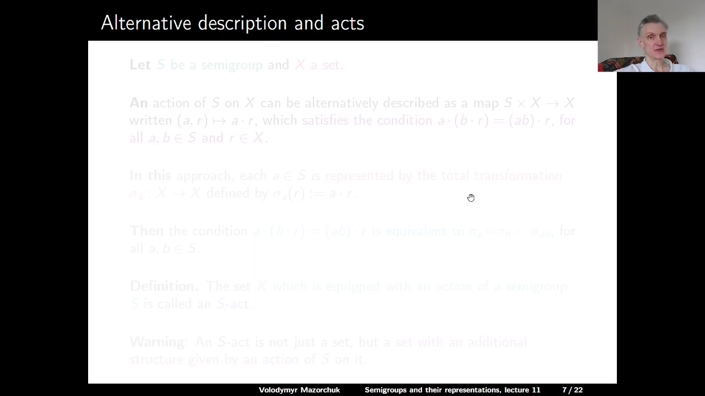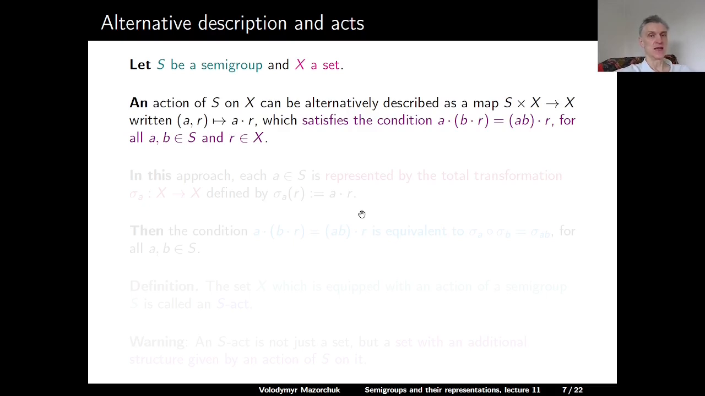One can give an alternative description for an action. So let S be a semigroup and X a set. An action of S on X can be described as a map from S times X to X, which is written in the following way. The pair A, R, where A is in S and R is in X, is sent to A dot R. So dot is what represents the action: A acts on R. And the condition which this should satisfy is as follows. A dot (B dot R) should be equal to (AB) dot R for all A, B in S and R in X.